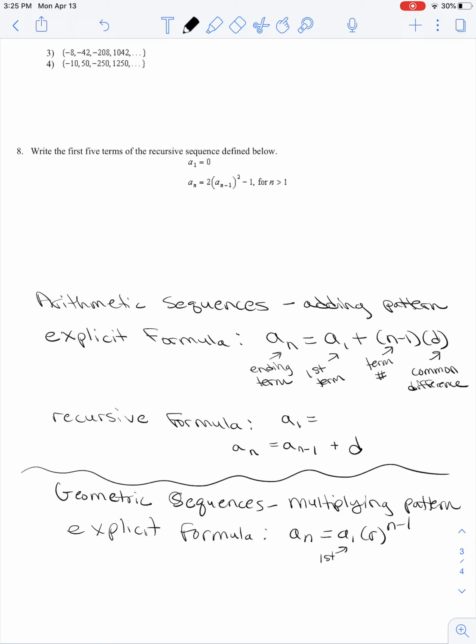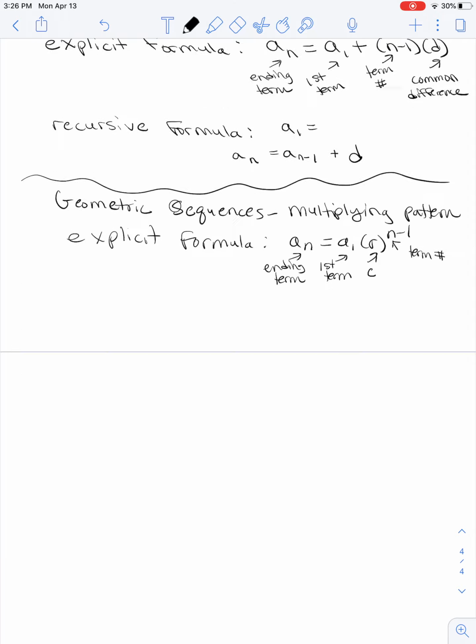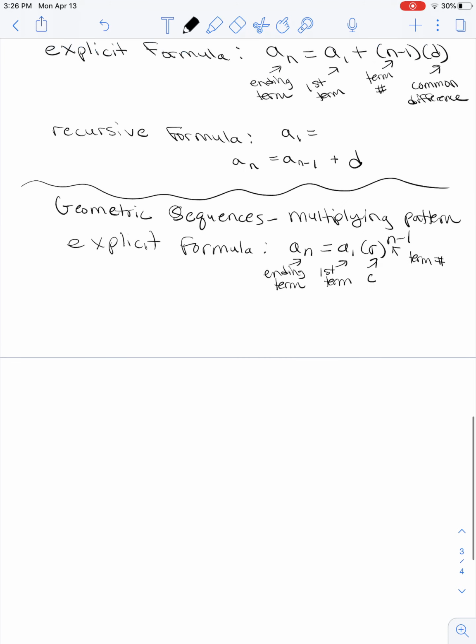So the a sub 1 is the first term. The n is the term number. The a sub n is the ending term. And the r is the common ratio.